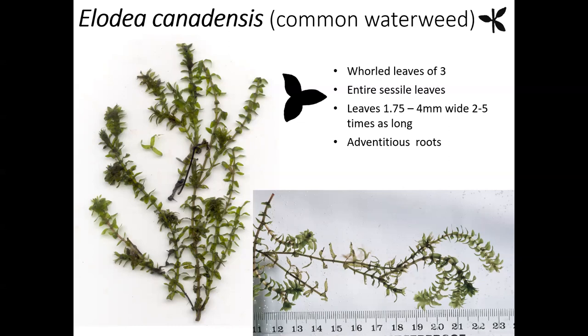The leaves are typically around 1.75 to 4 millimeters wide and 2 to 5 times as long. We have another species in Wisconsin, Elodea nuttallii, and those leaves are going to be about 5 to 10 times as long as they are wide. So that's something to keep in mind if you see something that looks like Elodea canadensis but has really narrow and long leaves. It might be a different species. And then oftentimes you'll see adventitious roots coming out from the leaf nodes. Next.